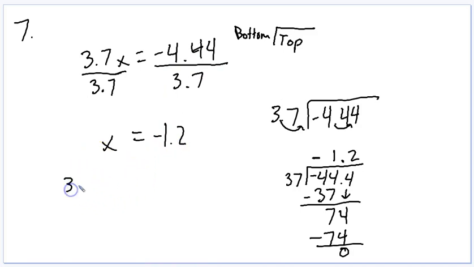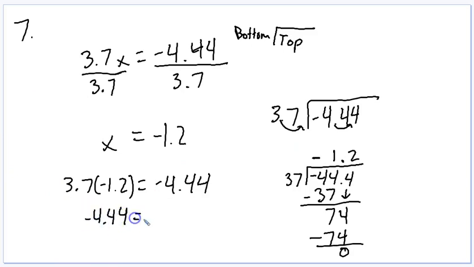You want to plug that in. 3.7 times negative 1.2 equals negative 4.44. When you work it out, you get negative 4.44 equals negative 4.44. Check mark. Moving on to the next problem. That'll leave us with 8. So we've got 15 equals x over 15.